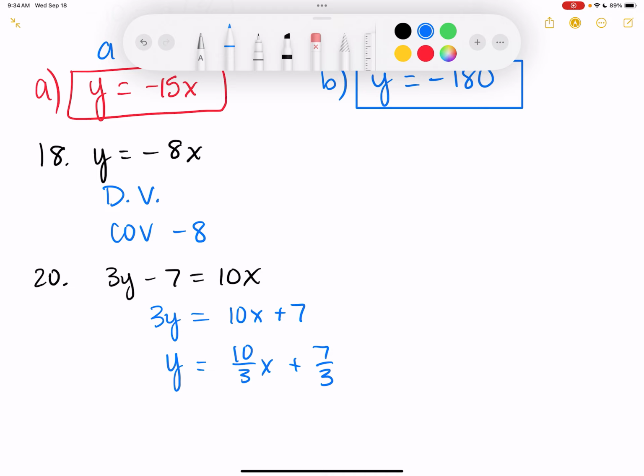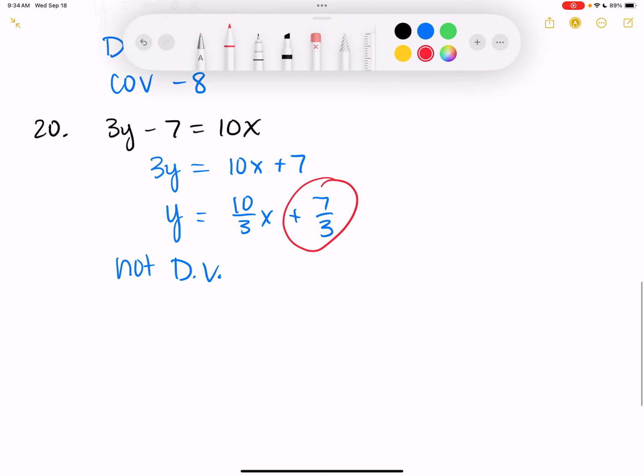Now you can answer the question: is this direct variation? No. Why not? Y equals ax, and there's another piece here. This is what makes it not direct variation, because there was another piece being added. Any line that has a y-intercept isn't direct variation. Basically, it has to go through the origin. So that's what you ask.